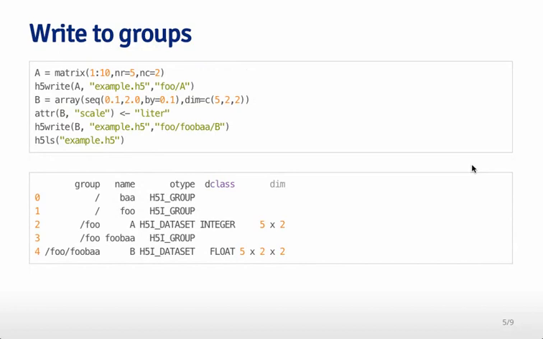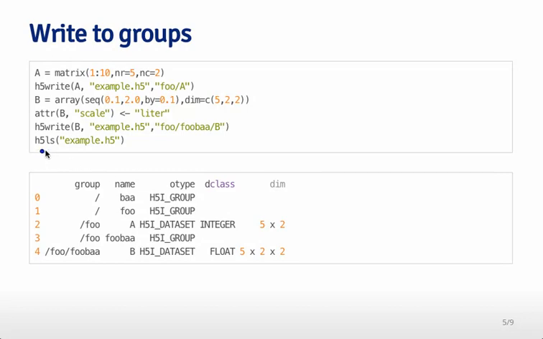Then what we can do is write to the specific groups. So for example, we can create a matrix A, and then we can use the h5 write command to write that matrix to a particular group. Again, this is the file that we're looking at, and then this is the group within that file. We can also write, we don't have to write just matrices, we can actually write multi-dimensional arrays. For example, here's a multi-dimensional array. We can also add attributes. So for example, we can give it metadata like this, the leader attribute, which is about the units. And then we can again use the h5 write command to write this array to a particular subgroup.